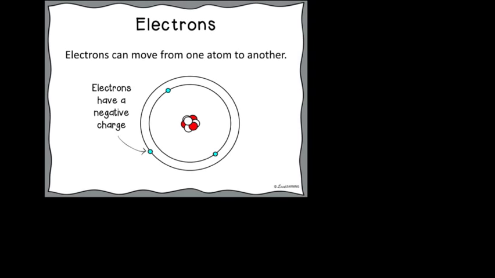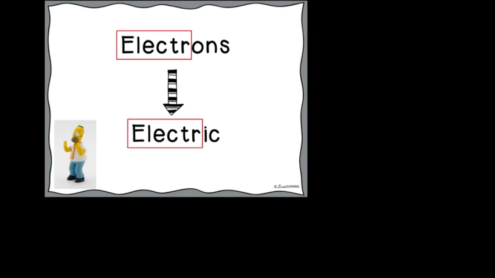So when we did our chemistry unit, we saw how electrons moving from one atom to another contributed to different phenomena related to chemical reactions. But the other phenomenon that we see related to electron movement is electricity. So all electricity is caused by the movement of negative charges. So whenever you think about electricity, think about electrons.